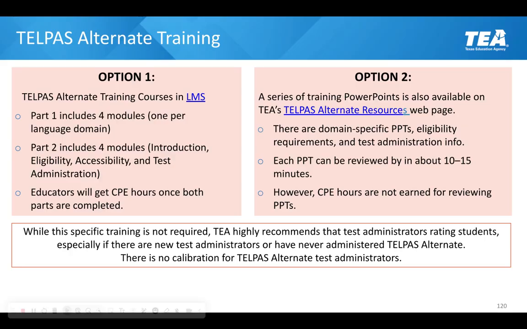There are options for extra training if you would like. There are training options in the LMS that your CTC can give you access to. And then there are PowerPoints for each domain on the TELPAS alternate resources page. There is no calibration for TELPAS alternate. Observable behavior inventories will be sent out and can also be printed if needed.